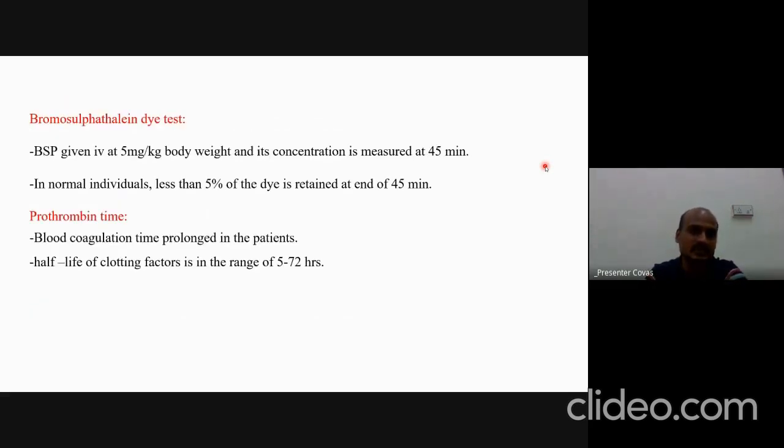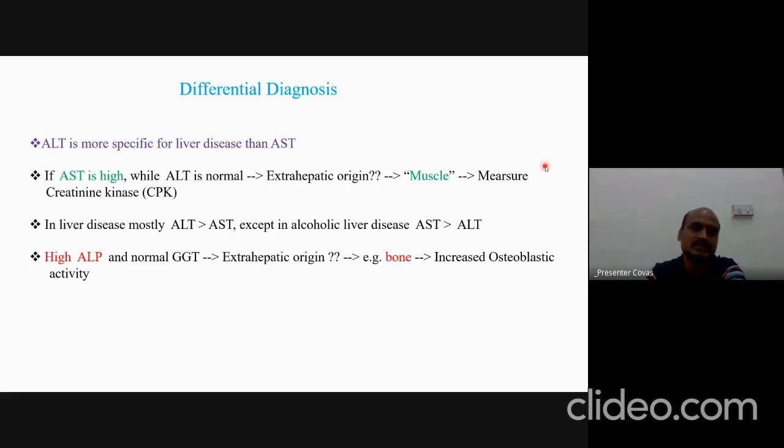Bromosulfophthalein excretion test, prothrombin already we discussed. So differential diagnosis: if AST is high and ALT is normal, you can suspect muscle damage. Already we discussed, because AST's origin is from muscle also. In liver disease, mostly ALT is increased more than AST, in relative concentration. But in alcoholic diseases, this gets reversed. Increased ALP and normal GGT means extrahepatic origin; bone diseases can lead to this one.